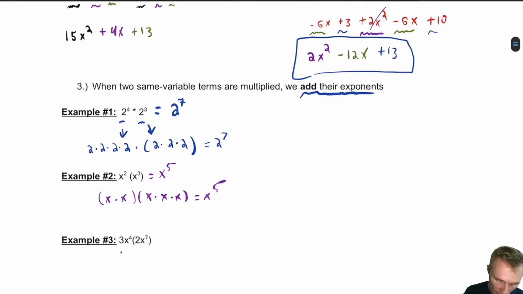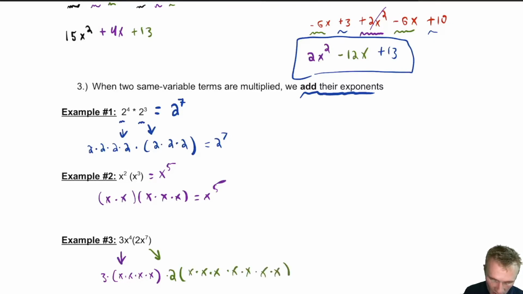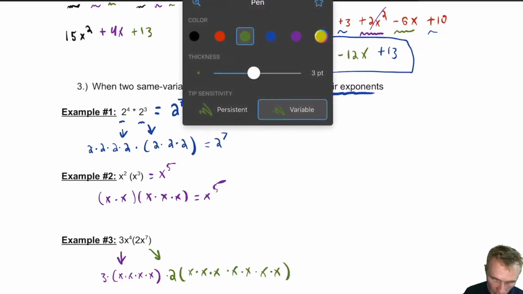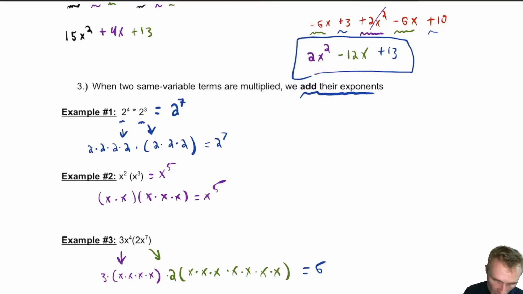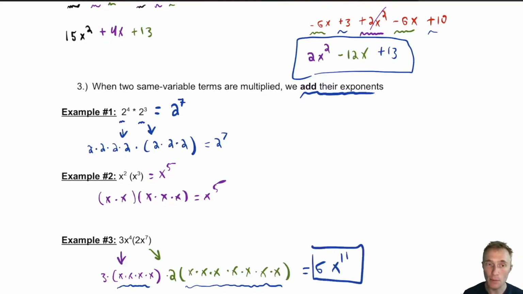And so if we had 3x to the fourth, that's 3 times x times x times x times x. This will be the last time you'll see me do this. From here on out, it'll just be understood what's going on. 2 times x times x times x, that's 3, 4, 5, 6, 7. So altogether, we're going to have 3 times 2 to make 6. And if we multiplied 4 x's and then we multiplied 7 more, 4 plus 7, we'd have x to the 11th power. Key point here, if you are multiplying things of the same type, like x's or 2's or 3's or y's, you can add their exponents.